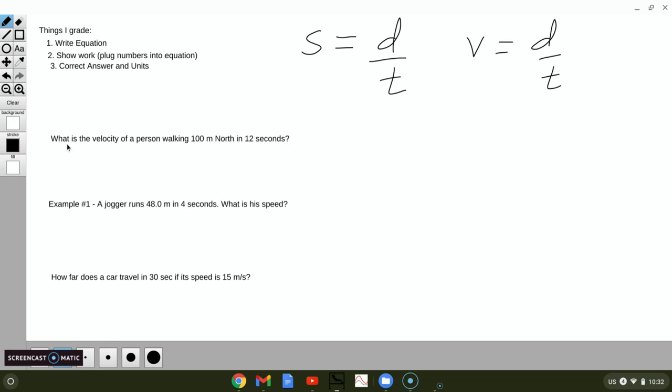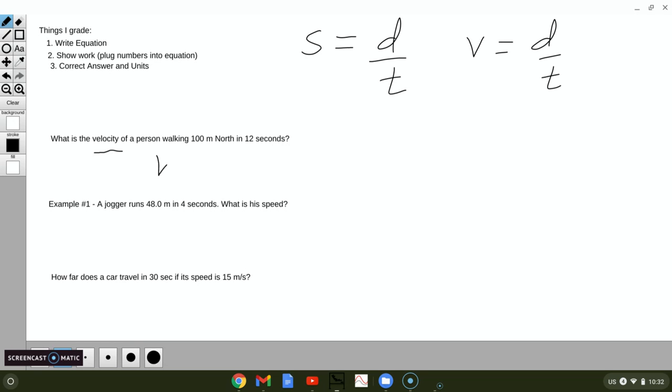Here's our first example. What is the velocity of a person walking 100 meters north in 12 seconds? They're looking for velocity, so we'll want to use this equation. You notice it's the same equation. Again, the only difference between velocity and speed is that we're going to include the direction, and right now they gave us a direction, north, so that's what we're going to do.